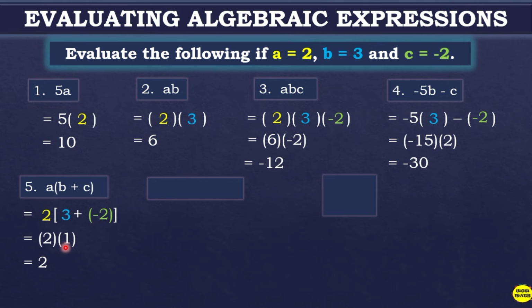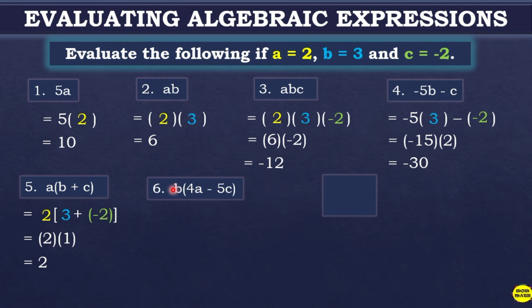Okay? Or pwede ka rin po, again, marami tayong paraan. So, pwede ka rin po mag-distributive property. Ito muna, 2 times 3, that is 6. And then, 2 times negative 2, that is negative 4. So, 6 plus negative 4, positive 2 pa rin po yun. Okay?